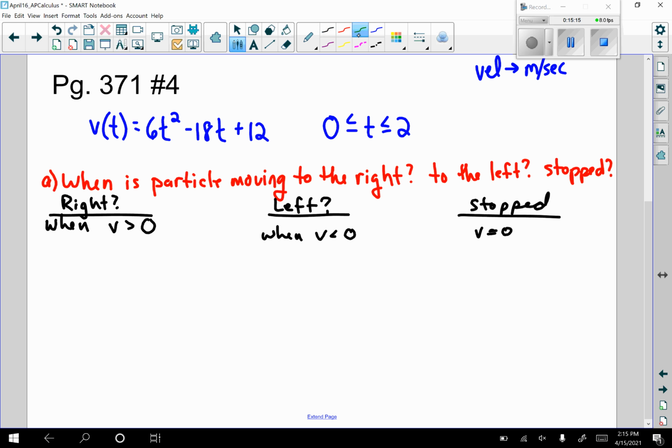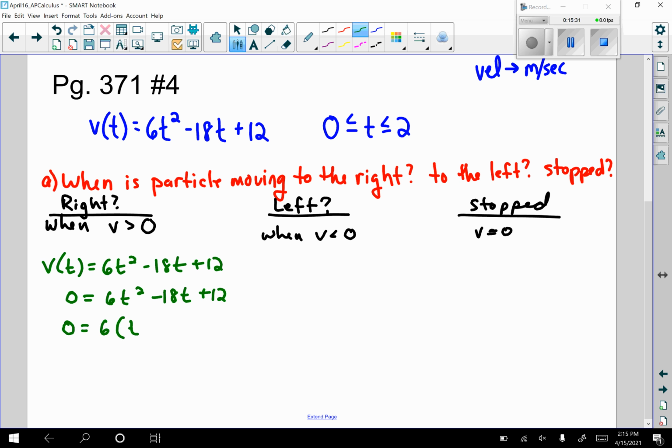All right, so let's go ahead and set our velocity equal to 0. And we'll solve this by factoring. Factor out a 6 first. And this will factor into 6 times t minus 2 times t minus 1. So when t is equal to 1 or t is equal to 2, that's when our particle is stopped.